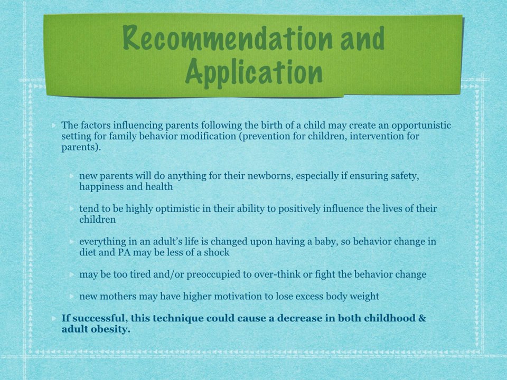So knowing what we know now about all of this, my recommendation and application is that I feel that the factors influencing parents following the birth of a child may create an opportunistic setting for family behavior modification. So this would be prevention for children and intervention for parents. And a few factors are at work here that might allow this to work. For example, new parents will do anything for their newborns, especially if ensuring safety, happiness, and health. New parents tend to be highly optimistic in their ability to influence the lives of their children.